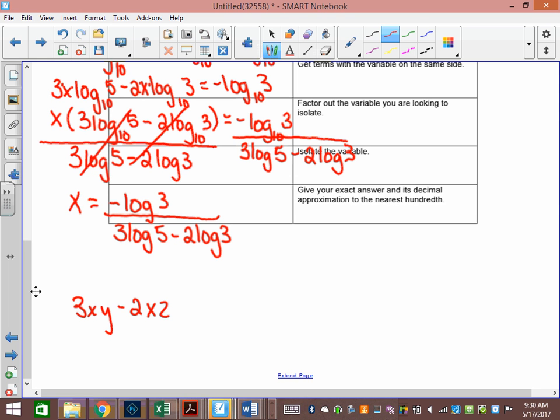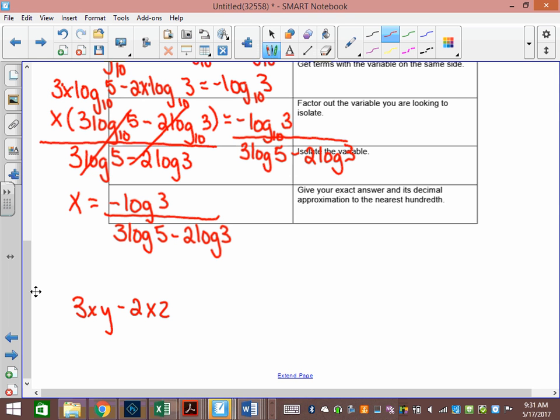So if on the diploma, the only option of an answer was positive log 3 divided by negative 3 log 5 plus 2 log 3, would you be wrong? No, because all they would have done was taken a negative 1 out of the top and the bottom. So as long as your answer is exactly the same as their answer, opposite signs, you're good. It's the same answer. If you plug them both into your calculator, you get the same decimal. Because if I took a negative out of here and a negative out of here, that would just be taking out like a plus 1, technically. So as long as they're the exact same but opposite signs, you're okay.